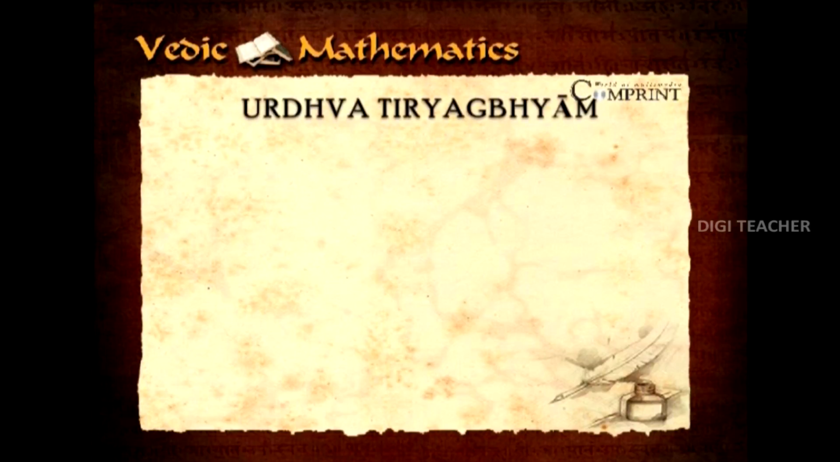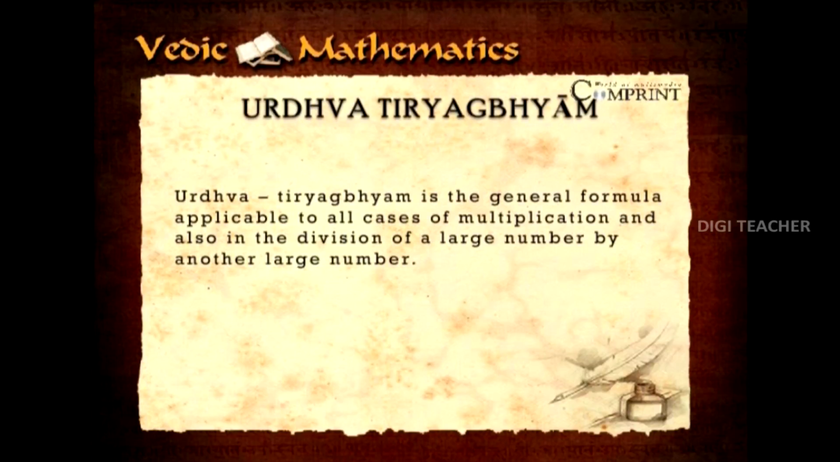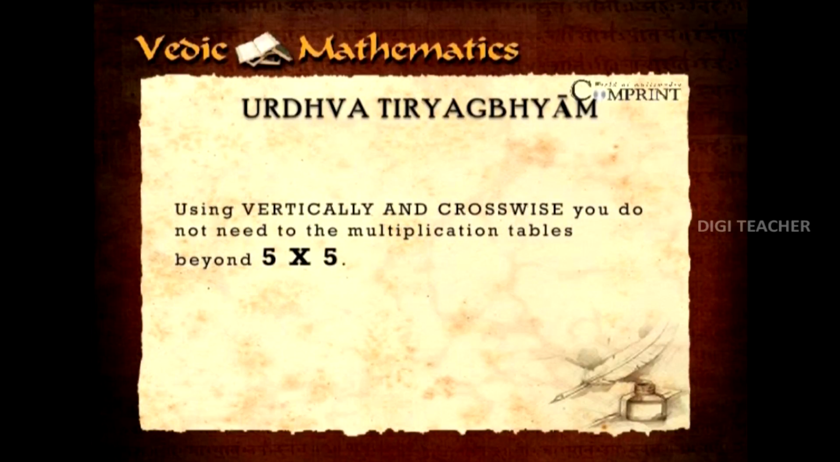Urdhva Tiryagbhyam. Urdhva Tiryagbhyam is a general formula applicable to all cases of multiplication and also in the division of a large number by another large number. It means vertically and crosswise. Using vertically and crosswise, you do not need to do the multiplication tables beyond 5 multiplied by 5.